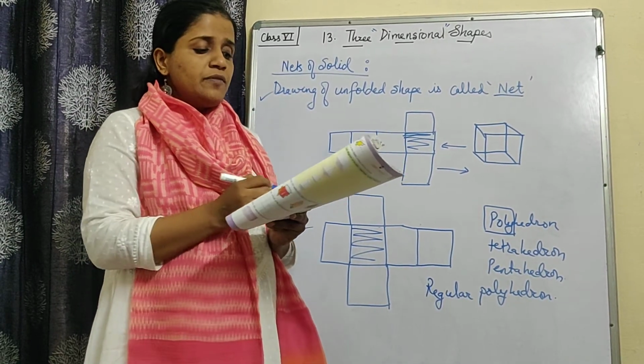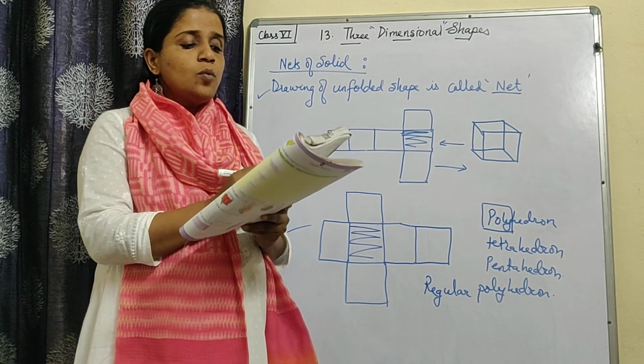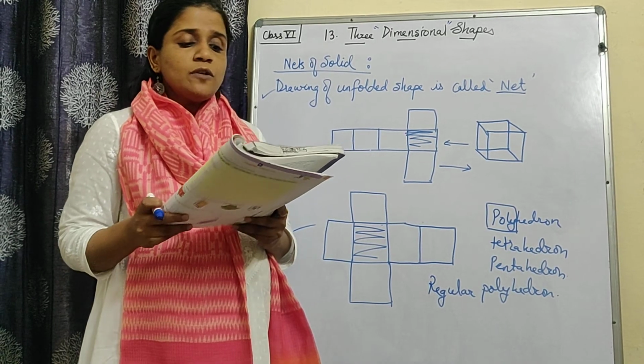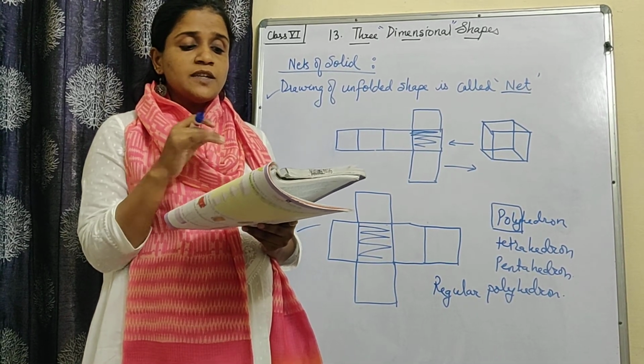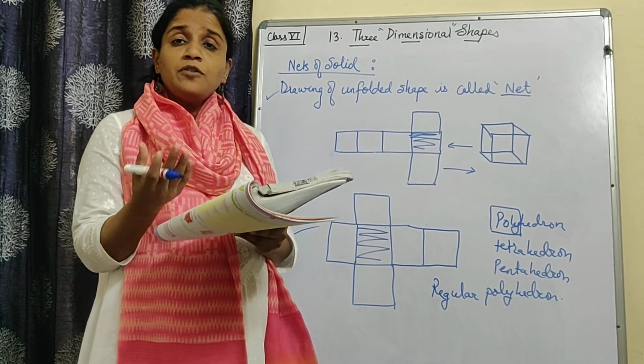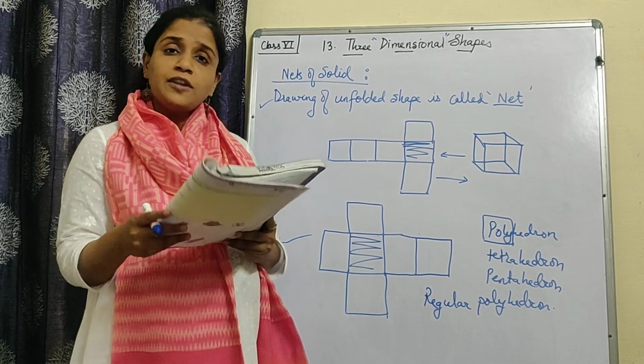Now I want everyone to do exercise 13B question number 1 in the textbook. State which of the following can form a net of the cube. You have to look at both the diagrams, that is A and B, and you have to imagine whether they can form a cube or not, and you have to write it.